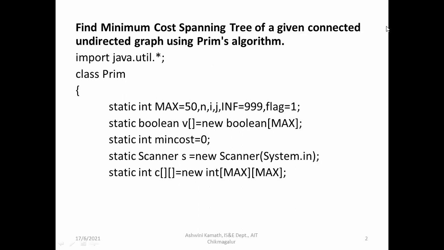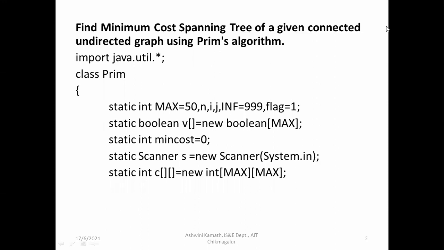Static int c, this is a two-dimensional array for storing the cost adjacency matrix, which is equal to new int max by max. So 50 by 50 is the maximum size of this cost adjacency matrix. So c is the cost adjacency matrix and boolean v will store true and false. The boolean array v is used to check whether a particular vertex is visited or not.